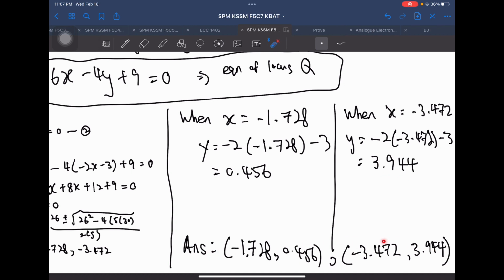The answer is this. So these four questions are the questions of Soalan Ramalan this year, and it appears in my dream yesterday night.